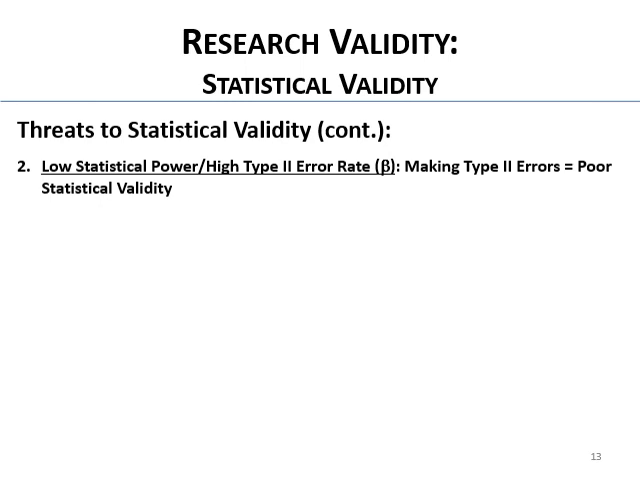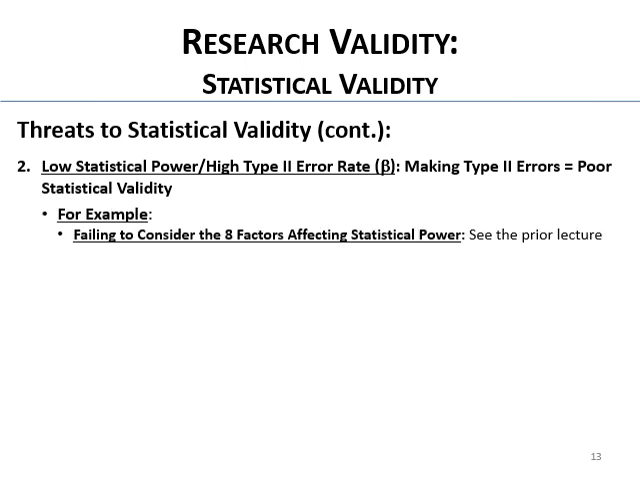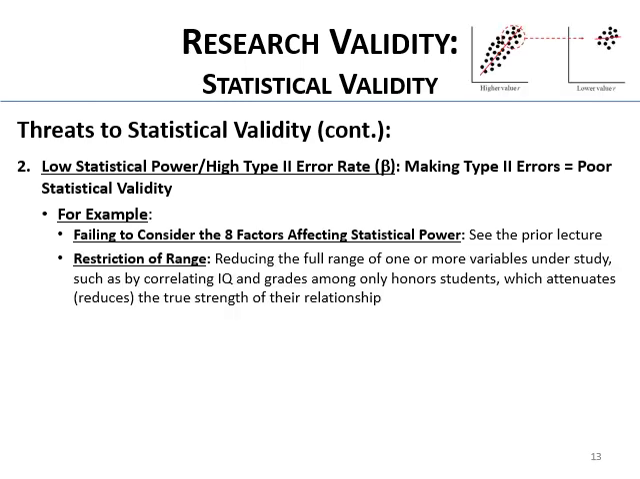So low statistical power, that is a high type 2 error rate, is also a threat to your validity, right? Making type 2 errors is also not reaching the correct conclusion based on your data. So for example, failing to consider those 8 factors for statistical power and the stuff we just talked about prior in the lecture, yeah, that's a problem. That reduces your statistical validity. So you have to make sure, first of all, you have good power by considering those 8 factors.